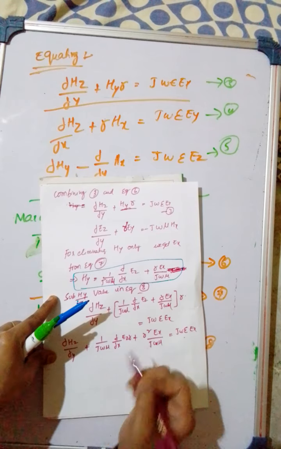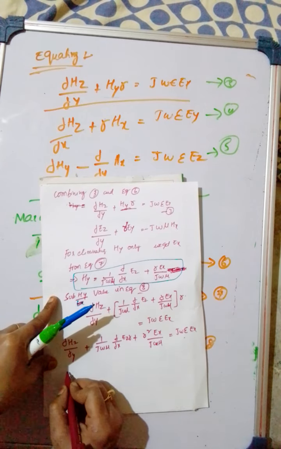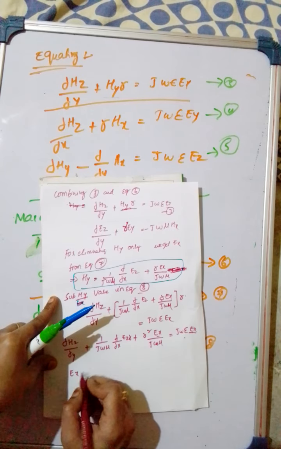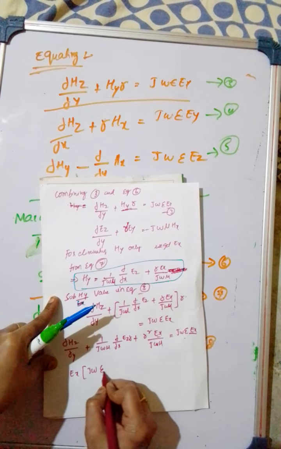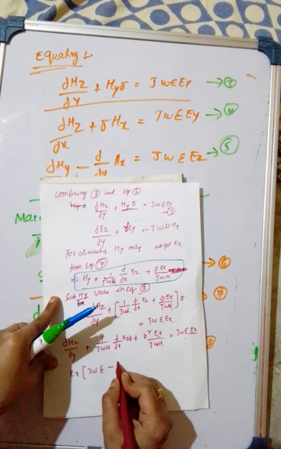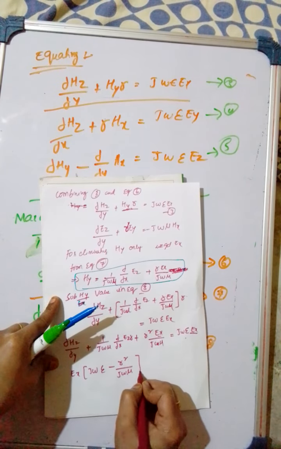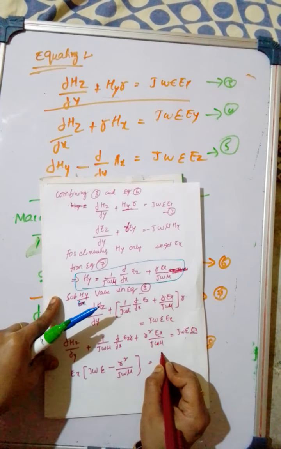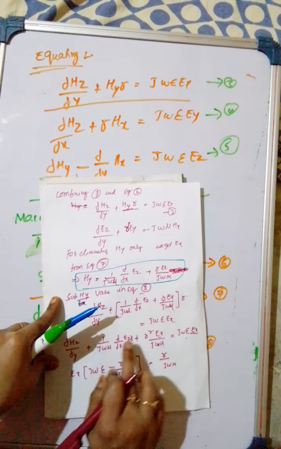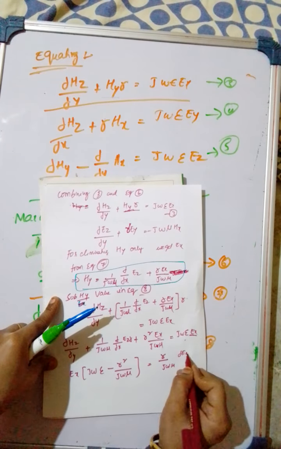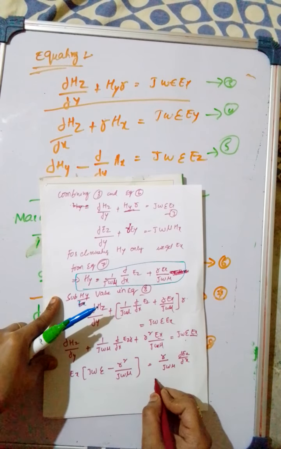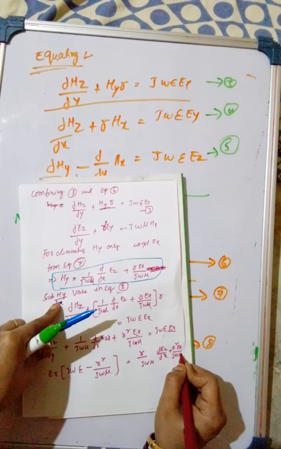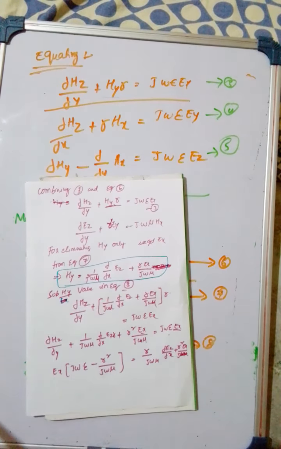I am sending this term to that side. What will we get? e_x is common: j omega epsilon minus r square by j omega mu, is equal to minus r by j omega mu dou e_z by dou x plus dou h_z by dou y. We will get it or not?